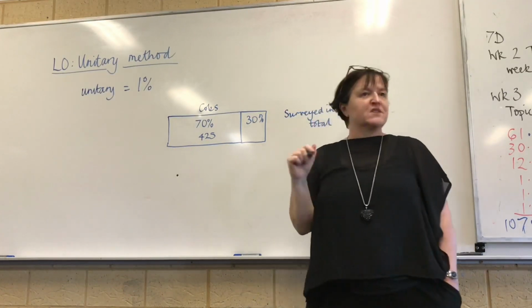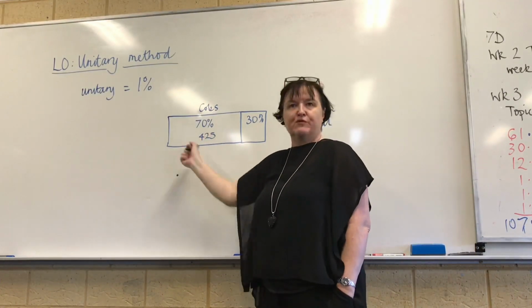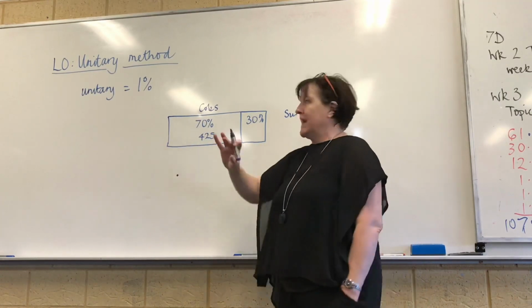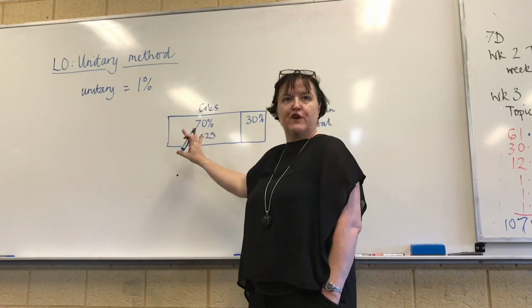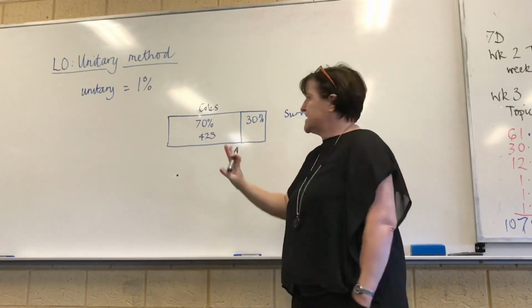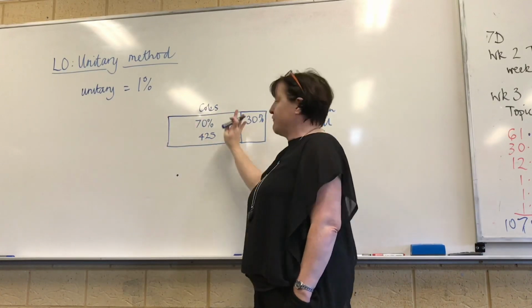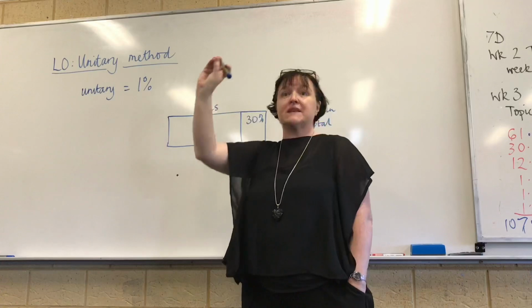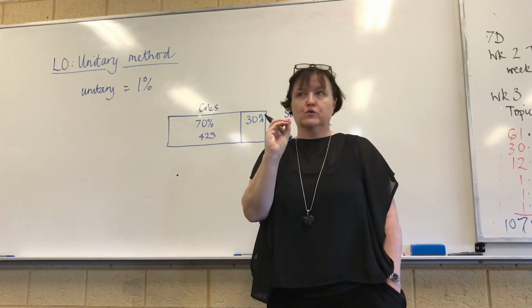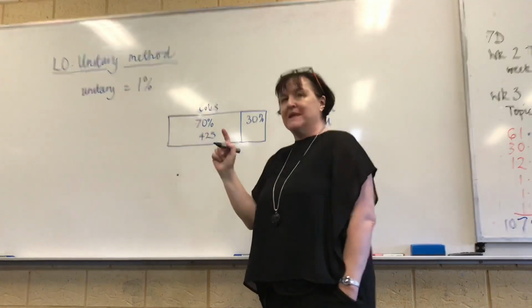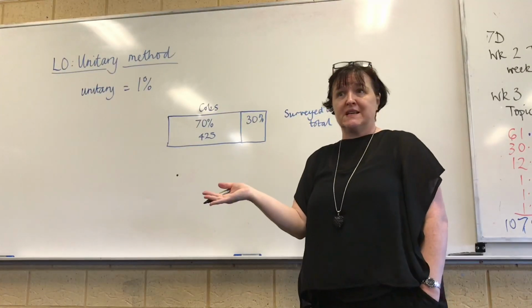Now, you can't just find 30% of 425 and add it on, because that doesn't work. If 425 people said that they shopped at Coles, that means that 425 represents 70% of the whole. Are you all with me now? So that means we need to find out what 100% is.